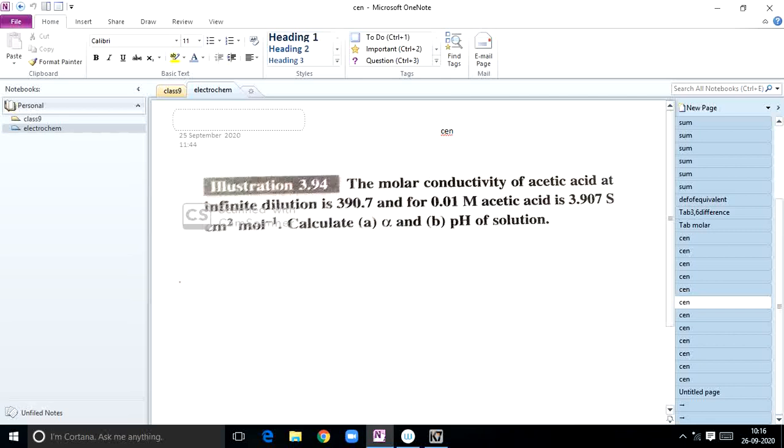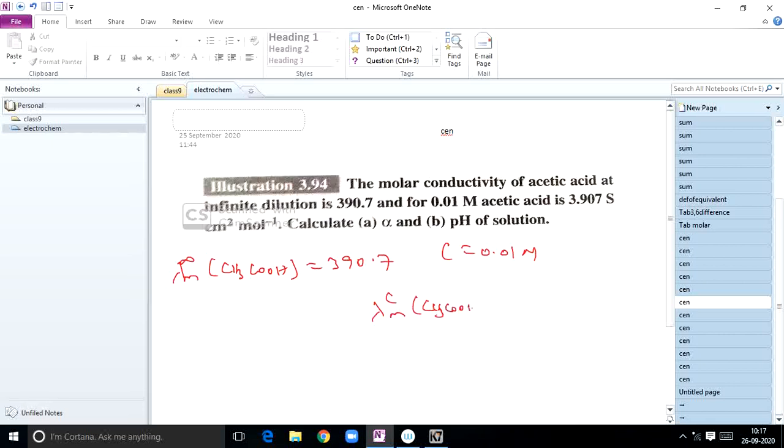Molar conductivity of acetic acid at infinite dilution is given. So lambda m infinity of acetic acid is given, students. How much? 390.7. And the concentration is given as 0.01 molar. So lambda mc value of acetic acid is given as 3.907. Okay. Now what you have to do?